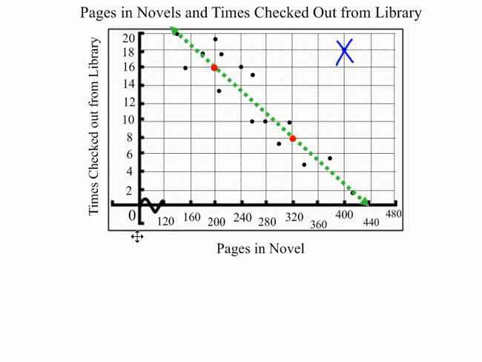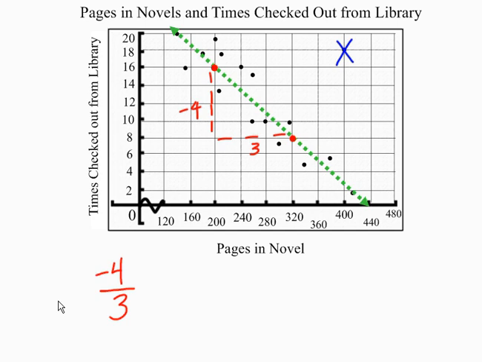Now, we notice that as the pages go along, as the pages get more and more, the times checked out from the library get less and less. So that's a negative association. So that means our slope is going to be negative as well. So we've got to keep that in mind. So here we go, and we're going to count to make our slope, because again, that helps us to figure out what all of this represents. So we have 1, 2, 3, 4 going down, and I'll put a negative there, and 1, 2, 3 across. So our slope this time represents -4 divided by 3.